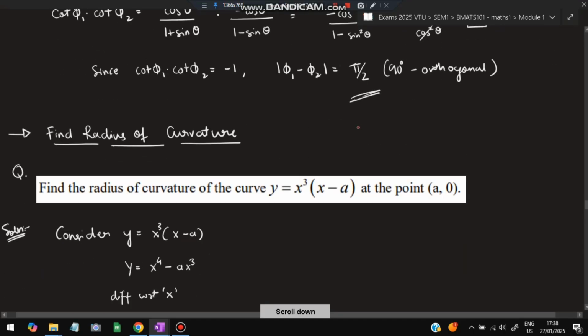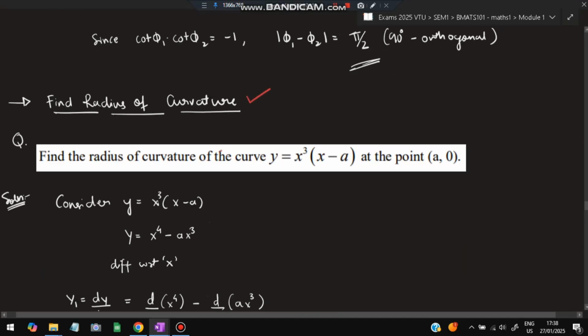Moving on to the next super important topic, which is find the radius of curvature. Many questions can come, and in this type there can be polar form, Cartesian form, and parametric form. Polar and Cartesian are the most repeated ones, so I'll be discussing those two. If you want the questions related to the parametric form from the previous papers, you can DM me on Insta, I'll send them to you.